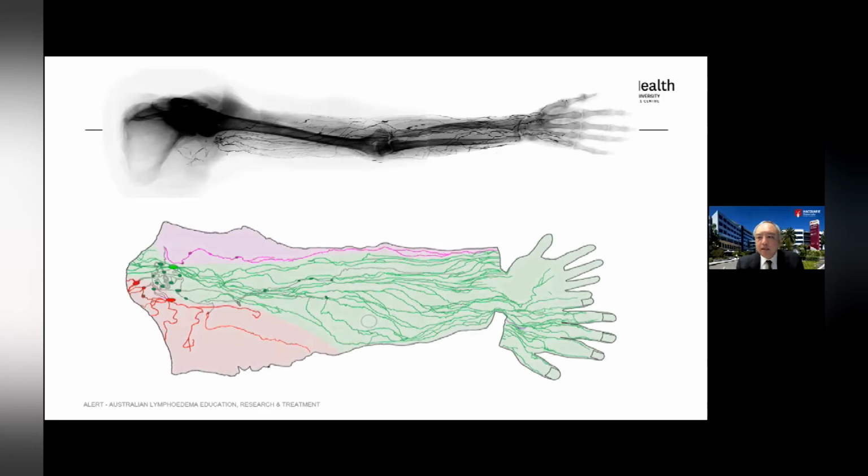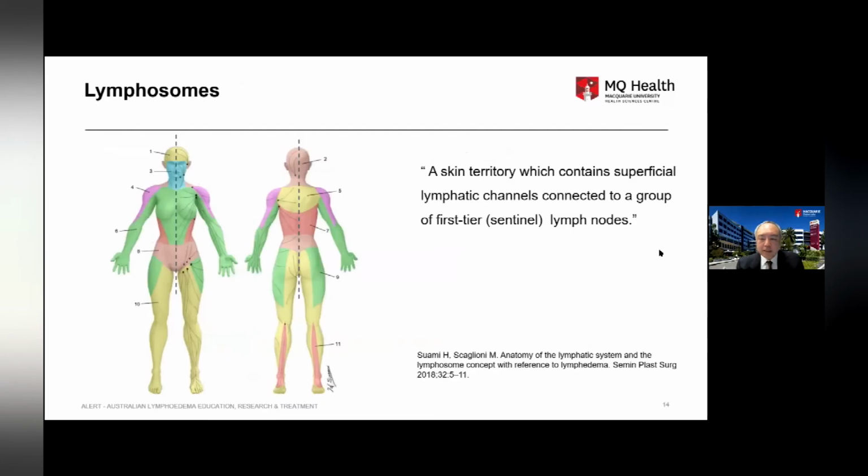Then I summarized my dissection and also reviewed many historical materials, and made a concept called the lymphosome: a skin territory which contains a superficial lymphatic channel connected to the group of the first lymph nodes. This is how I defined the demarcation of the lymphatic territory. It's a start to understanding, because when introducing the lymphatic system, especially to lay people, people have little understanding about the lymphatic system.